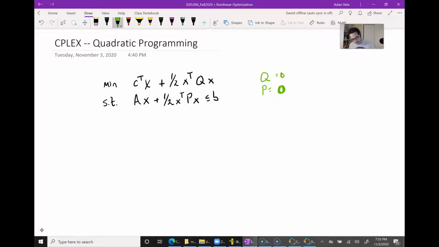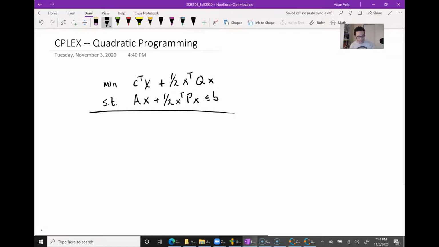Now these are the zero matrices, right? So they have to match up with the dimensions of whatever x is. All right. Now, we have to have certain properties regarding P and Q in order for CPLEX and virtually all optimization solvers to be able to solve them. And in particular, we require that P and Q be positive semi-definite.